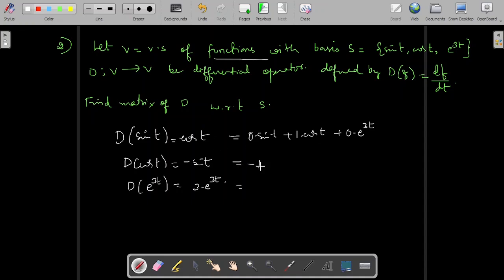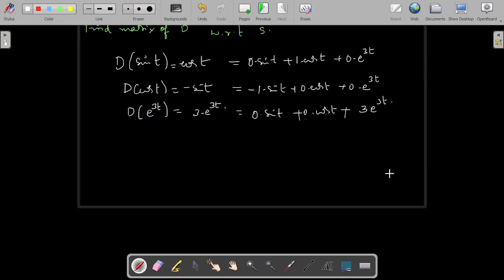Here it is minus 1 times sin t, plus 0 times cos t, plus 0 times e to the power 3t, in this order as given in the question. Here it is 0 times sin t, plus 0 times cos t, plus 3 times e to the power 3t.